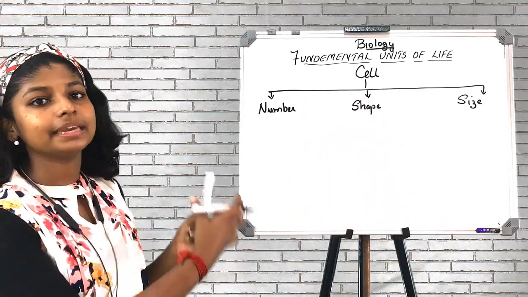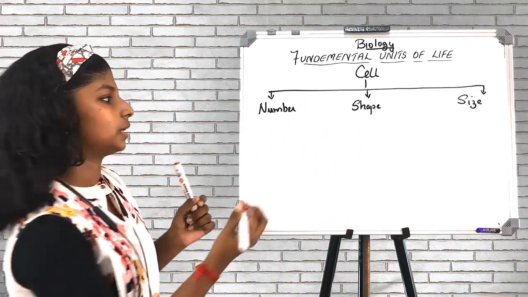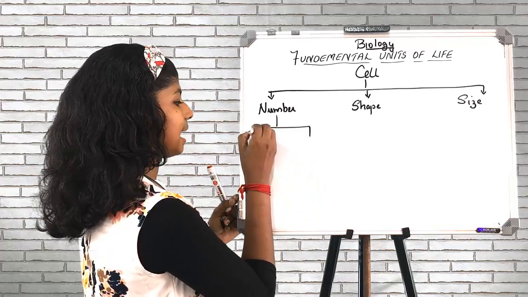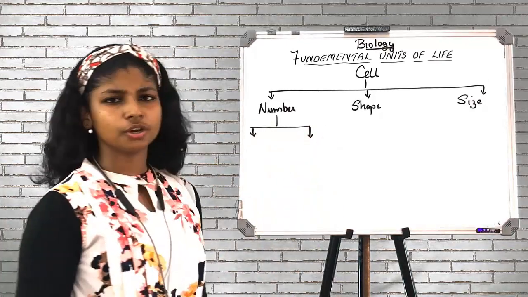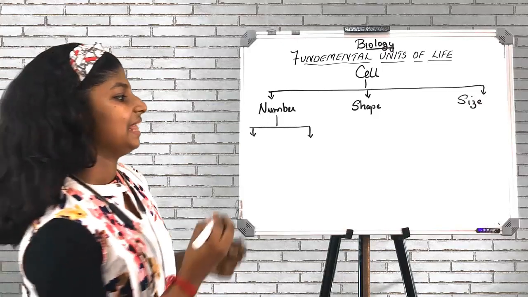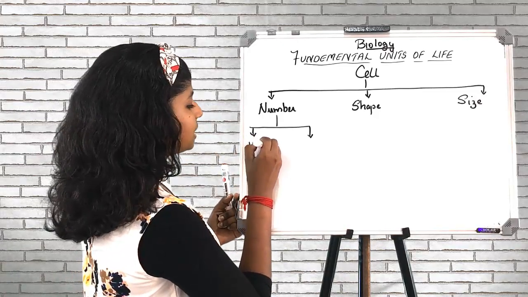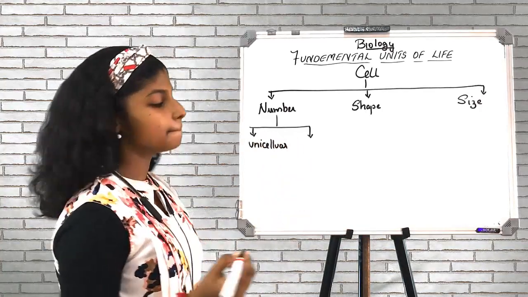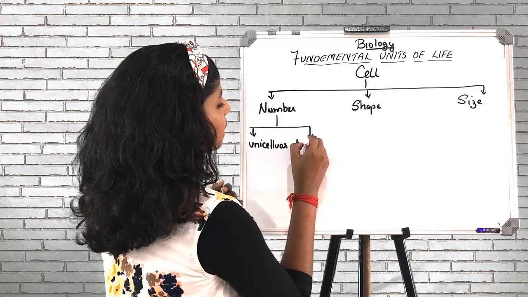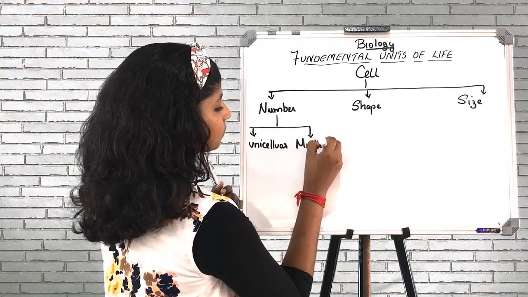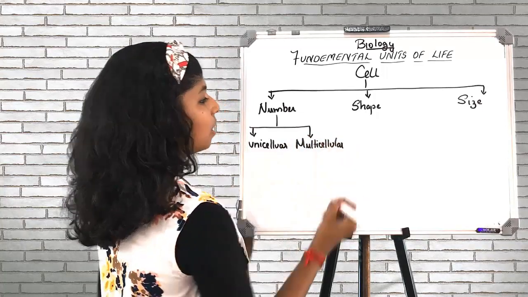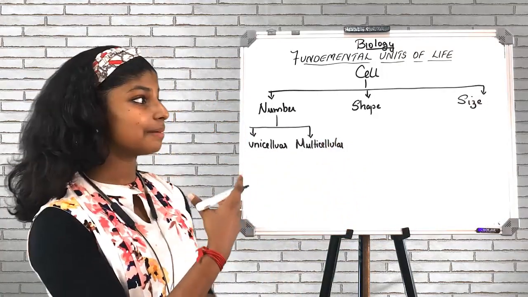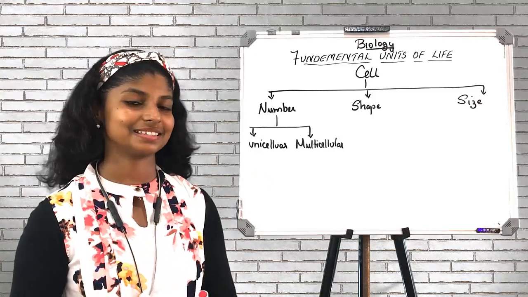Number of cells can be again classified into two. Do you know which are they? They are the unicellular organism and the multicellular organism.